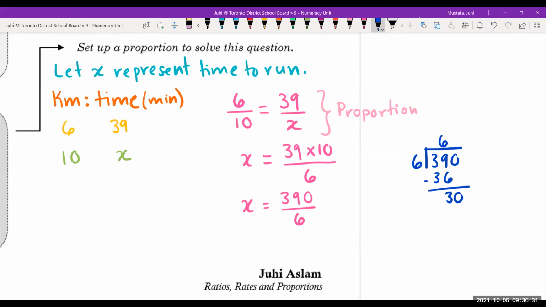Is that what you got? Okay. Also, this is not in your multiplication table.